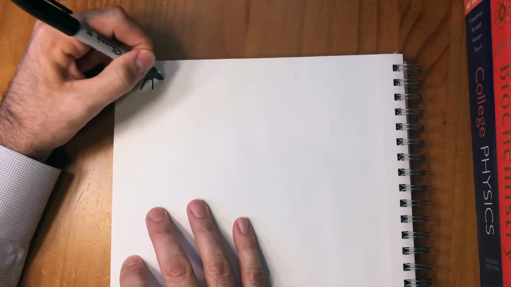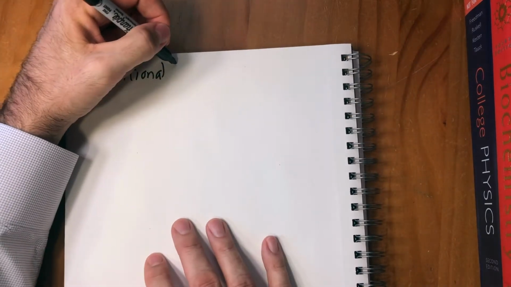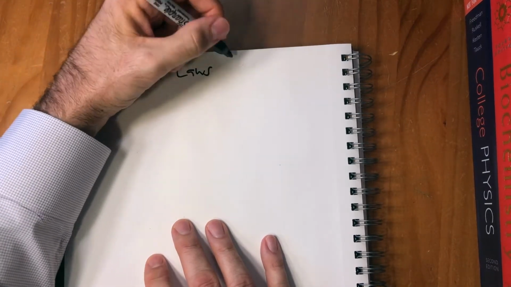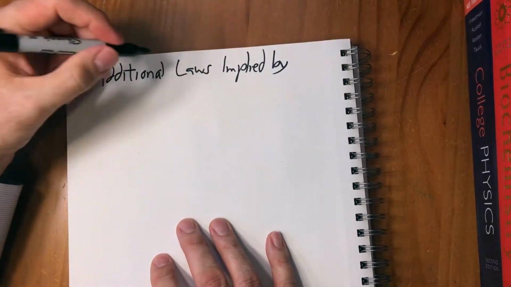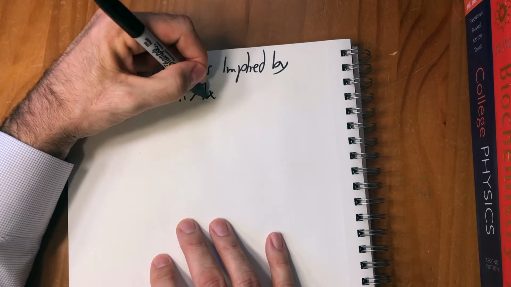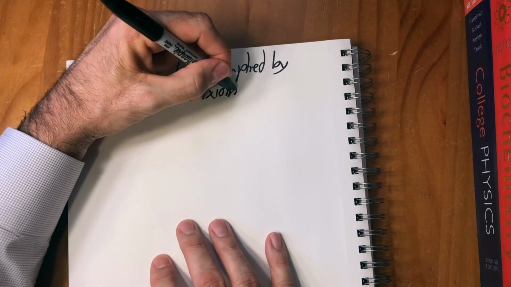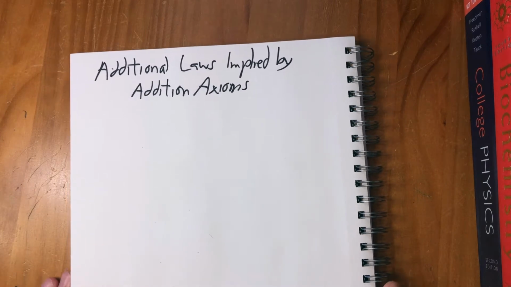So now we're going to go over some additional properties that are implied by the field axioms. First, we're going to prove some additional laws implied by the addition axioms. And then after this, we'll do multiplication, and then we'll do some that are implied by both of them together.